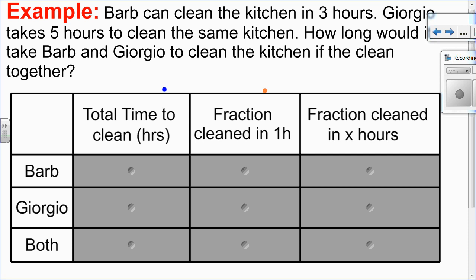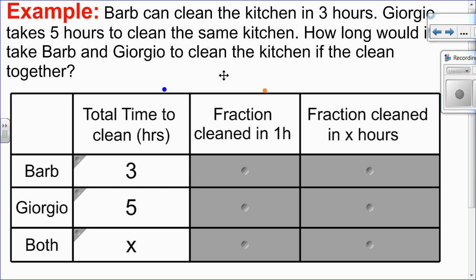So let's fill in the table. This is different than distance, speed, time. I'm filling in everything. So Barb takes 3 hours, Giorgio takes 5 hours. We don't know how long they both take. That's my variable. So what I'm going to do is I look at their total time, and it's different, like 3 hours, 5 hours, x hours, they're all different.